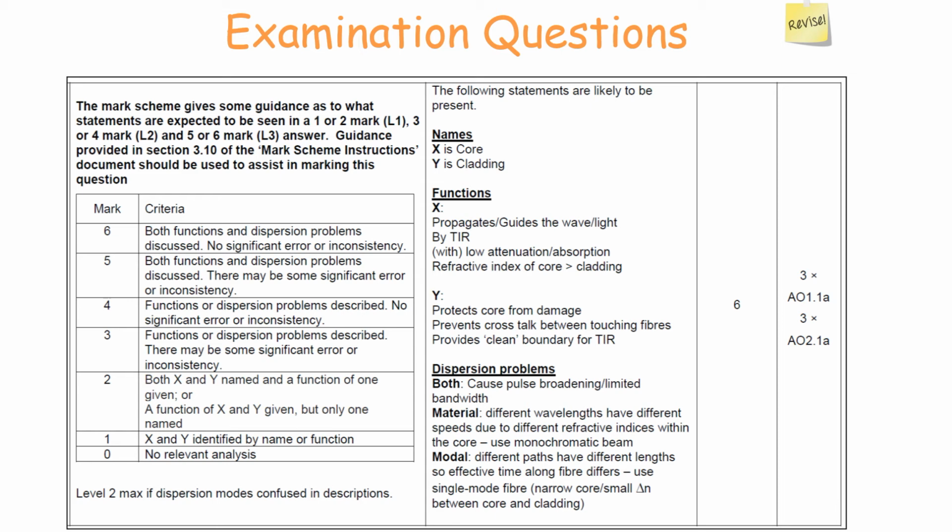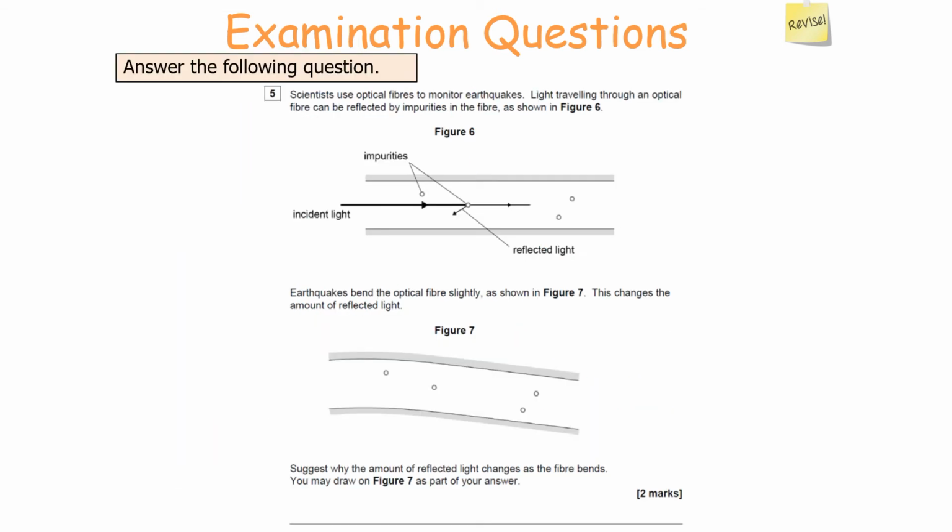So the idea is to do this, you've only got to allow a single mode fibre, only allow one possible pathway for the wave to totally internally reflect through. So that can be done by either having a narrow core, having a small refractive index difference between the core and the cladding, which would lead to a high critical angle, which would mean that there's fewer paths that the light could possibly take. Let's have a look at the next question.